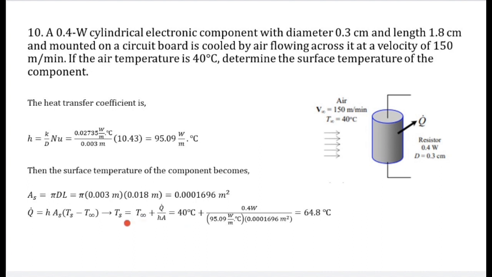So to get the surface temperature of the component from this equation of convection, let's get the surface temperature. So the surface temperature is equal to T infinity plus the rate of heat transfer over h times the area. So in this equation, let's substitute the given values. Let's calculate this one and we'll get this final answer, 64.8 degrees Celsius. So that's it.